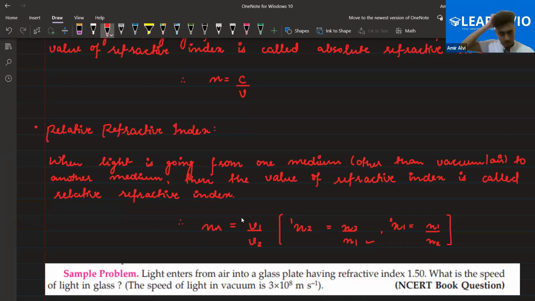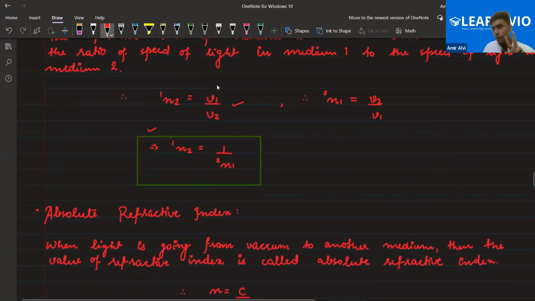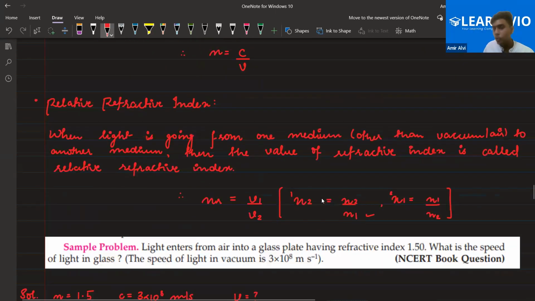देखो मैं as I've told you that two relationships are there for the refractive index, relative refractive index. ठीक है? First one is related to the speed of light. ठीक है? Clear? Okay. Second one is related to the refractive index.